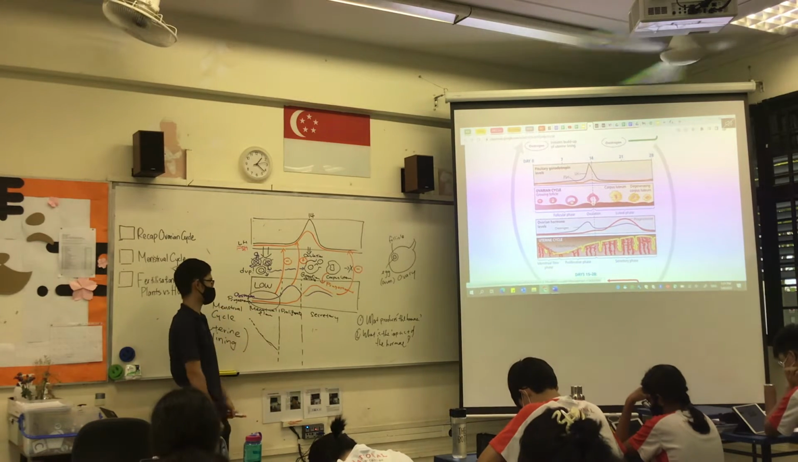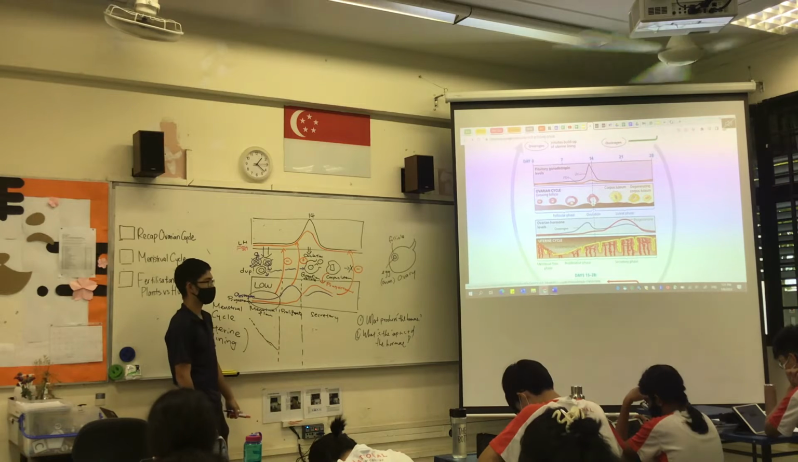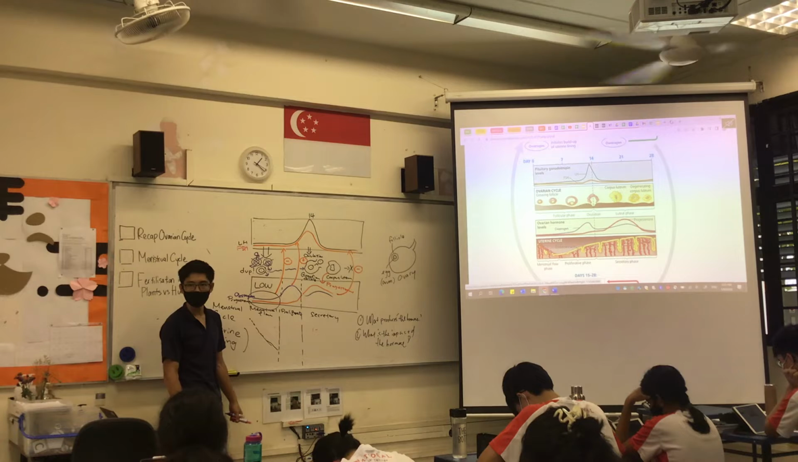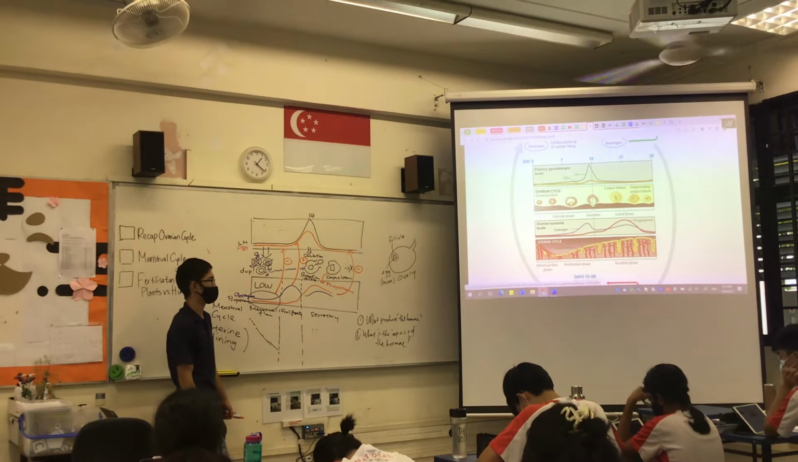Just two more things. That's why it's called menstrual flow. This is when the uterine lining will flow out of the female body.